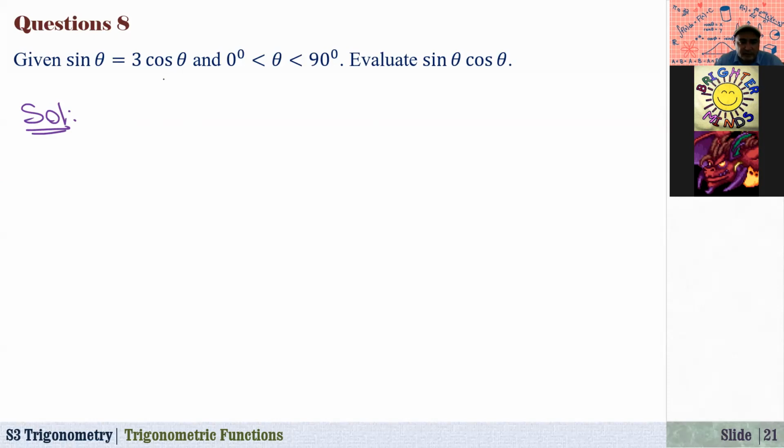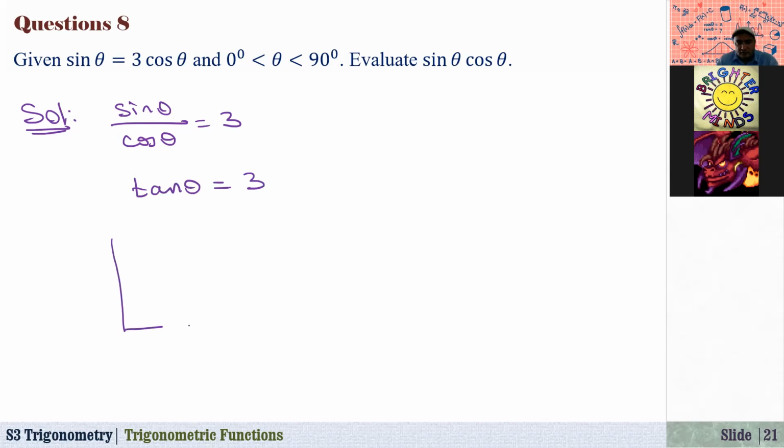Again, from this, I can just divide both sides by cosine of theta, because angle theta is between 0 and 90, not inclusive, which means that cosine of theta is not equal to 0. Now, sine of theta over cosine of theta is equal to 3. And what is sine of theta over cosine of theta? That is tangent of theta. Tangent of theta is equal to 3.